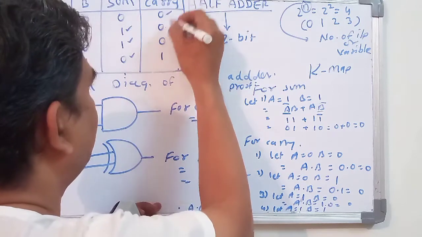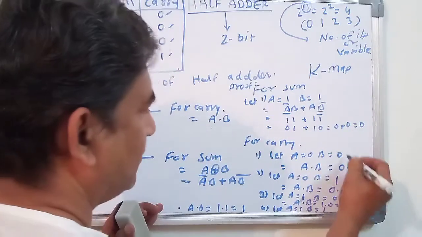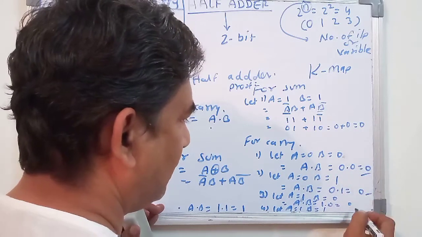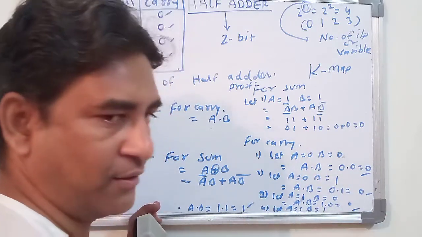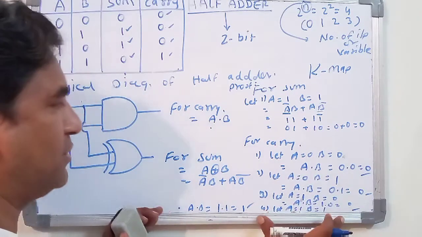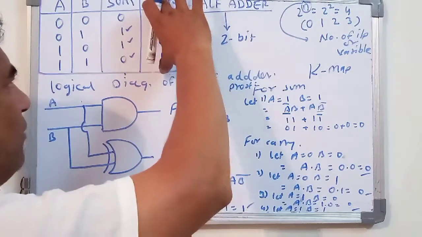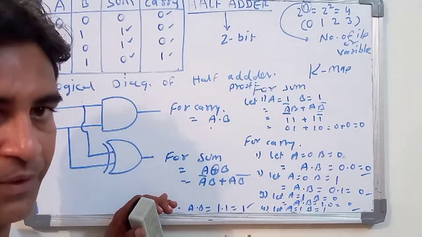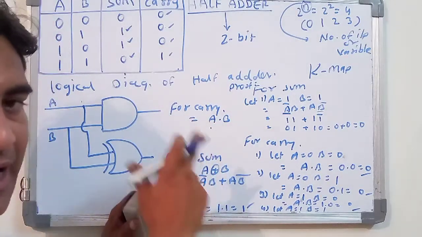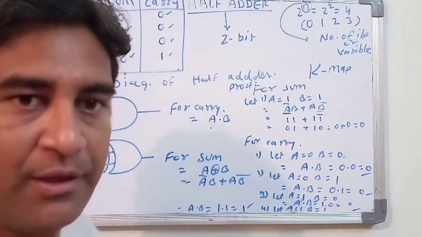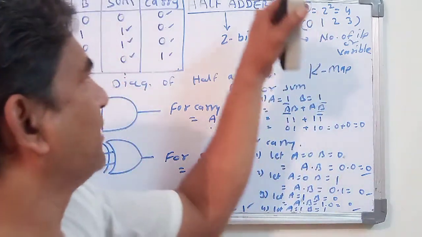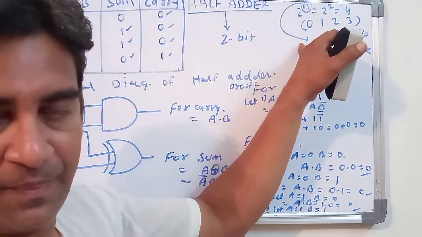So this is 0 0 0 and 1. According to this proof, the carry and the sum are obtained. Since it adds only 2 bits, it is called a half adder.